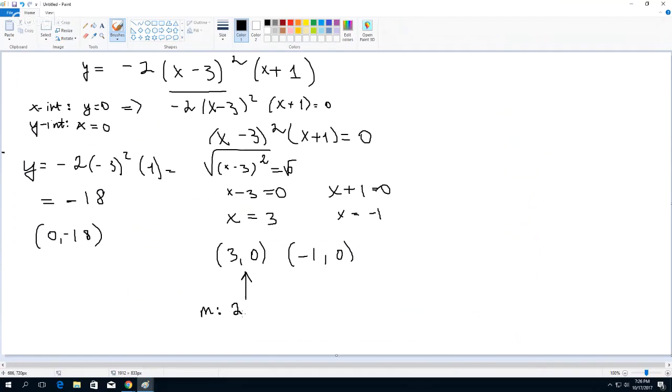Two, right? Because there was two times. Yes, because it's squared. So you just look at the exponent. And then x equals minus 1. What multiplicity is that? Just 1, right? Yes, exactly.